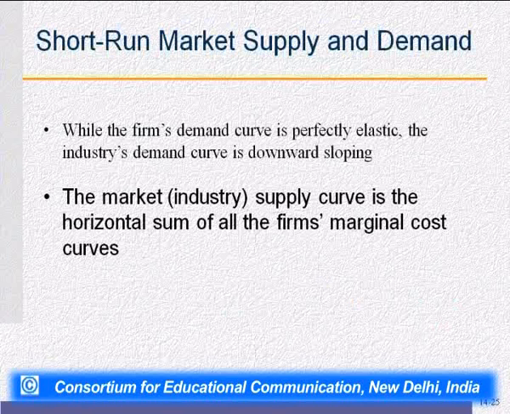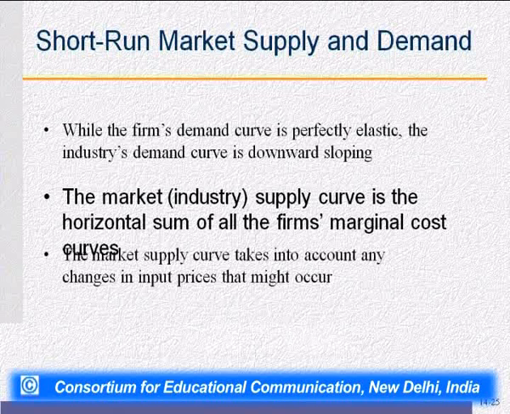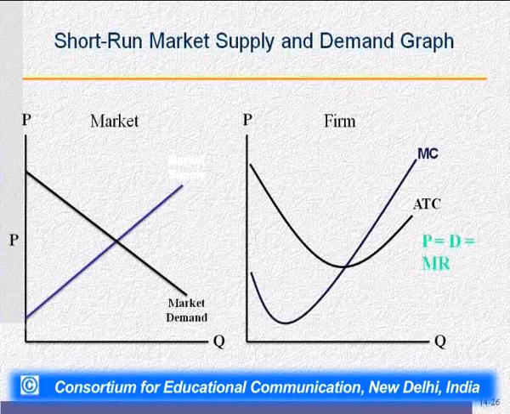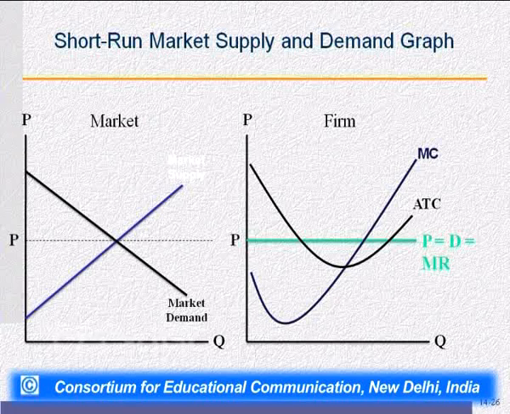The market industry supply curve is the horizontal sum of all the firms' marginal cost curves, and the market supply curve takes into account any changes in input prices. This is the supply and demand graph which we have seen in the explanation, where the market sets a price level and all the firms have to sell their product at that particular market price. No one can influence the market price, whatever is decided by the market.